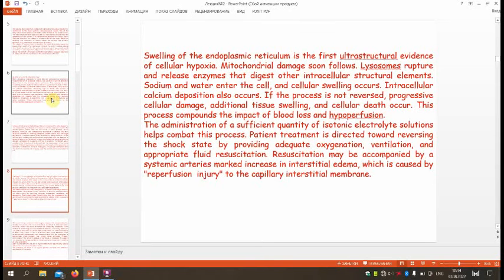This process compounds the impact of blood loss and hypoperfusion. The administration of a sufficient quantity of isotonic electrolyte solutions helps combat this process. Patient treatment is directed toward reversing the shock state by providing adequate oxygenation, ventilation, and appropriate fluid resuscitation. Resuscitation may be accompanied by a marked increase in interstitial edema, which is caused by reperfusion injury to the capillary interstitial membrane.